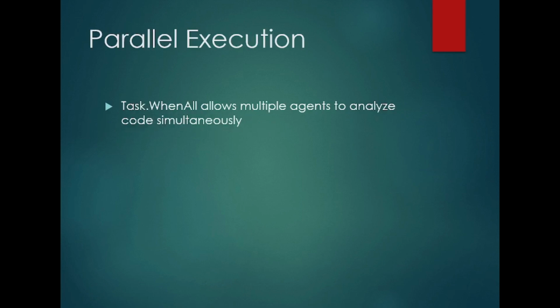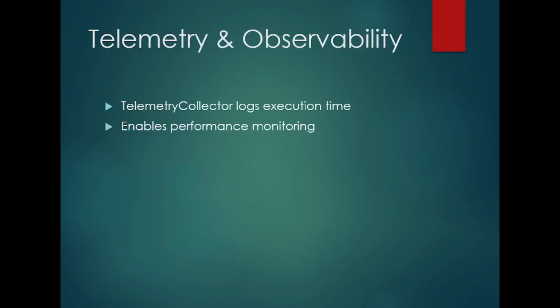Parallel execution will allow multiple agents to analyze code simultaneously, so it will reduce the overall turnaround time. Telemetry and observability: you know that it's very difficult to debug any agentic AI application, but if you add some telemetry observability, as in a normal application, it will help you troubleshoot your issues. You can fix things, navigate, and create a ticket based on that. So this will help for monitoring purposes.